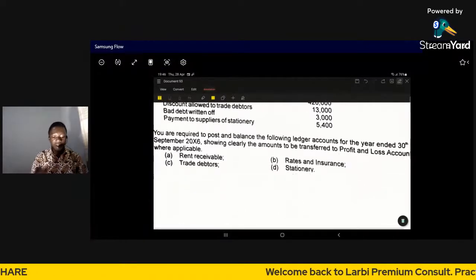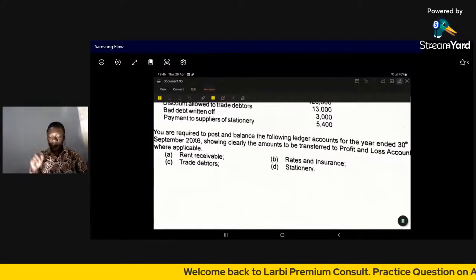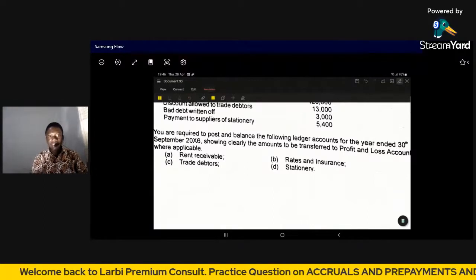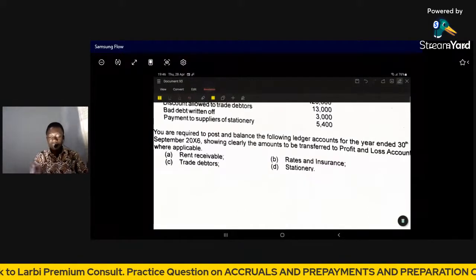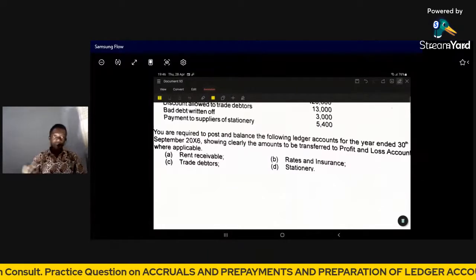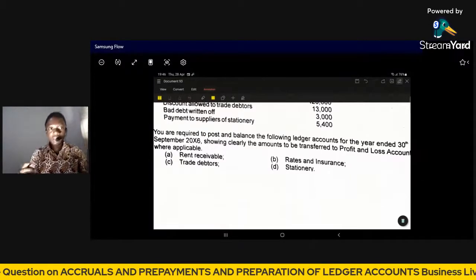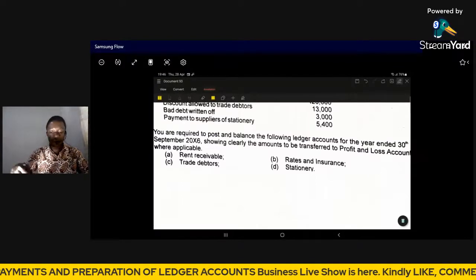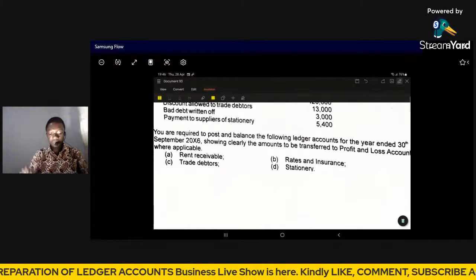So you're going to prepare an account for rent receivable, rates and insurance, trade debtors, and stationery account. Let's see how we go through the preparation of these accounts.